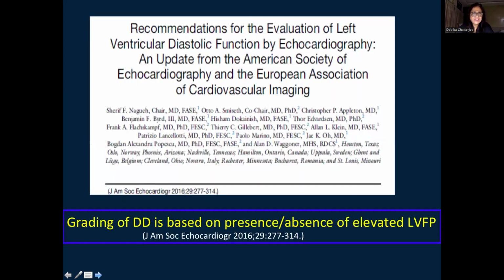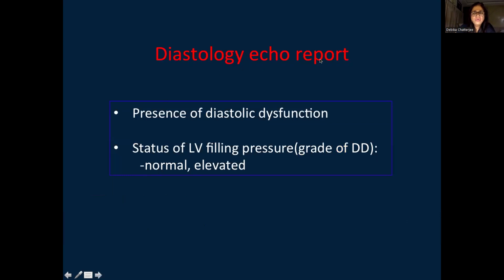So as per the latest guidelines of the American Society of Echocardiography, grading of diastolic dysfunction is done on the basis of presence or absence of elevated LV filling pressure. So your echo report on diastolic function should mention the status of LV filling pressure, whether it's normal or elevated, other than commenting on the presence or absence of diastolic dysfunction.